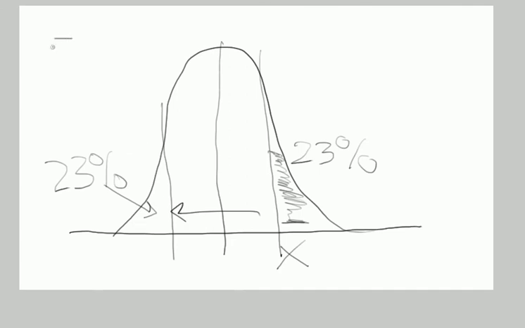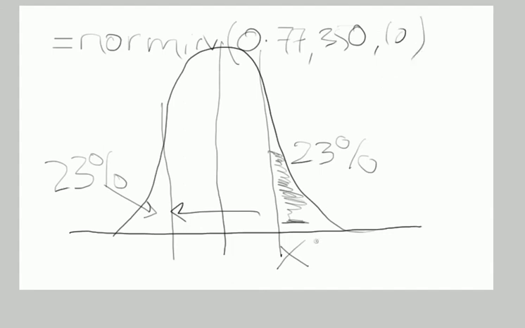So now you can write equals NORM.INV 0.77, and then the other stuff like the mean and the standard deviation, 10. And that will give you this x value, so that 23% of people are above it, because 77% of people are below it. Thank you.